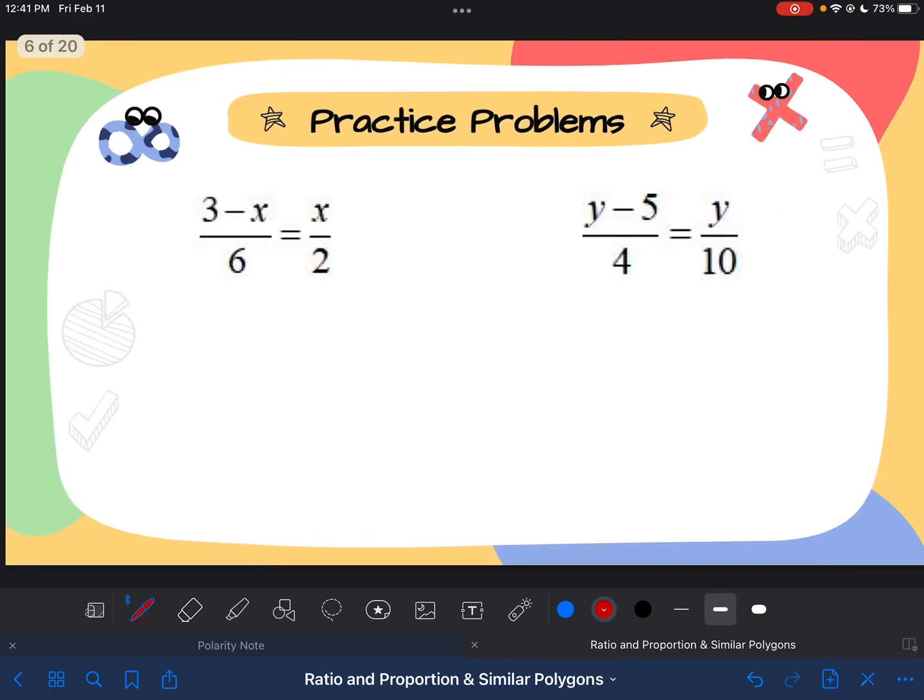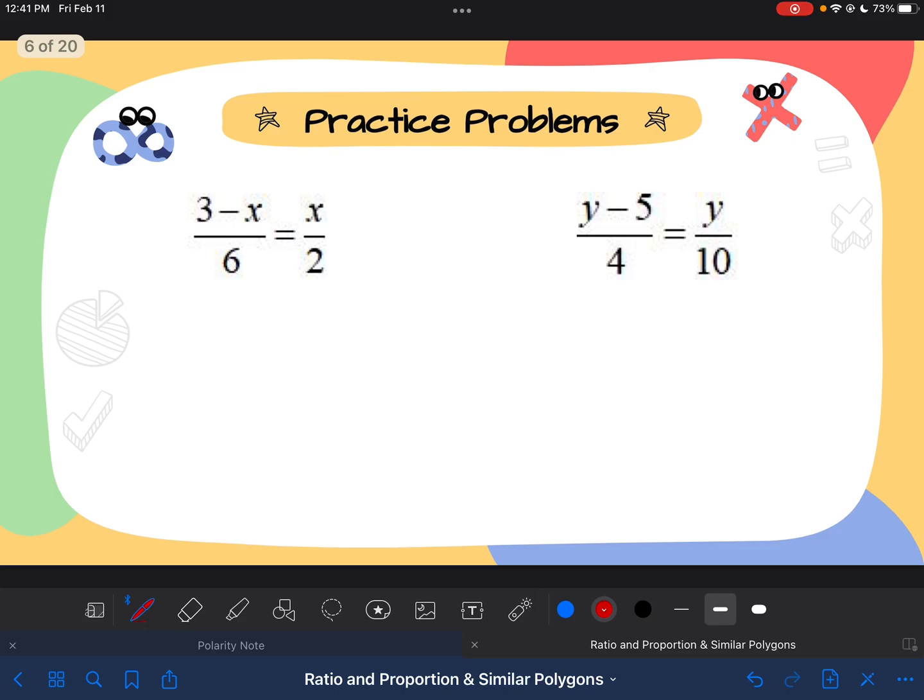So now, let's try to solve some problems. Now, if you guys want to pause the video before moving on and look at the answer key, feel free to do so. All right, so let's try to solve the first two questions.